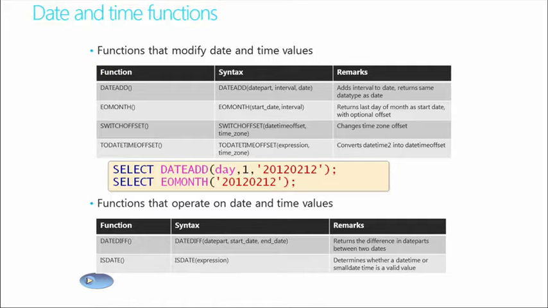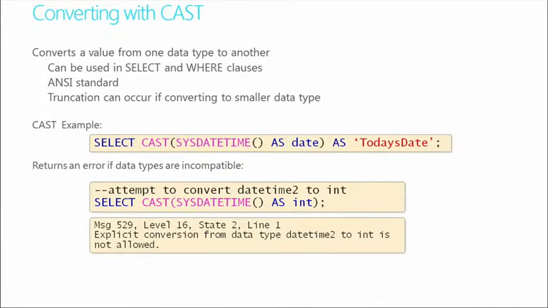The ISDATE function is available to determine whether a date or time contains a valid value when we're adding these dates and times. We had just seen an example that Tobias did using the CAST option. Here's an example of that: SELECT CAST(SYSDATETIME() AS DATE) AS today's date.